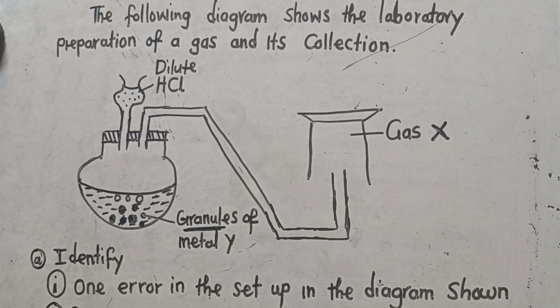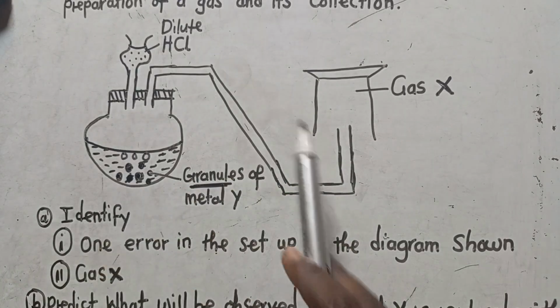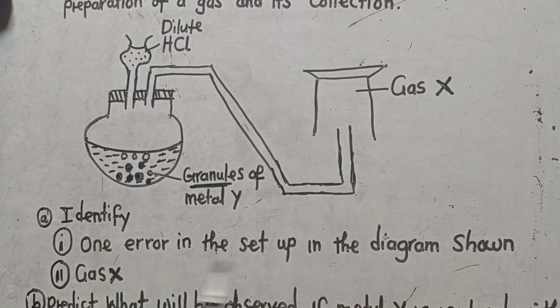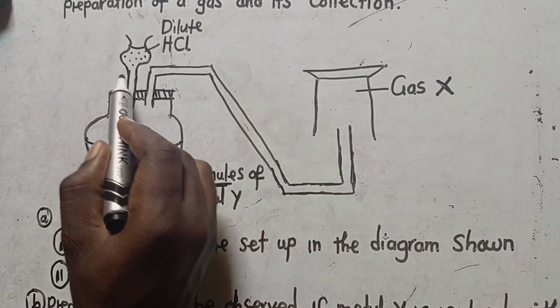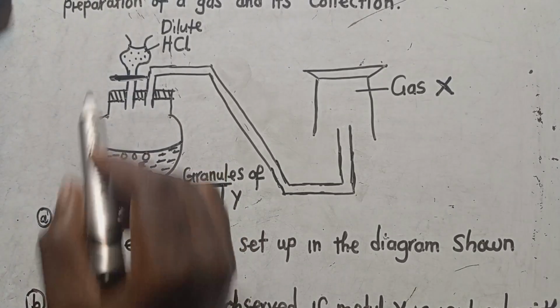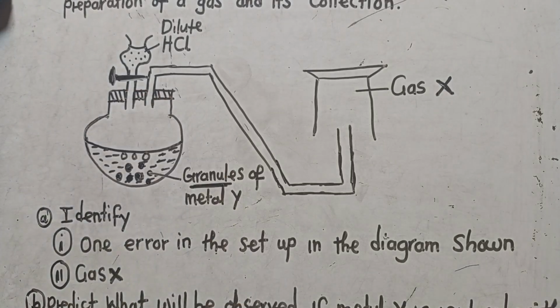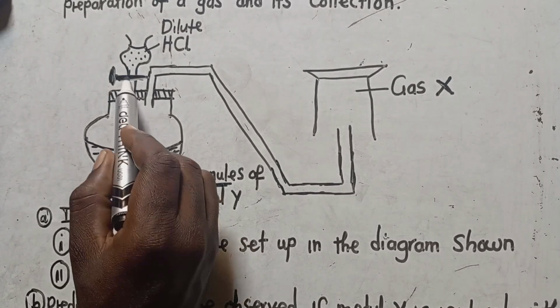Let us now dive into the questions. The first question is saying, identify one error in the setup in the diagram shown. Where are we able to see an error here? It is here. We are supposed to have a tap there. So that is one error that we are able to see in that diagram. You discover that the tap is missing.